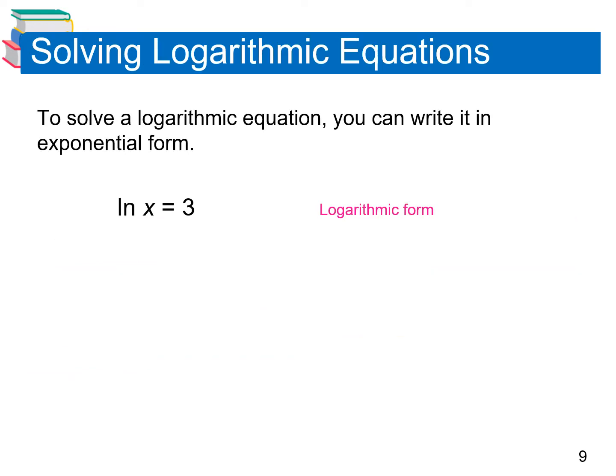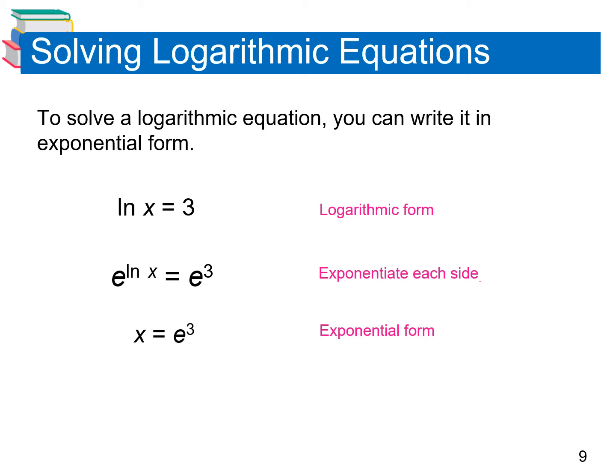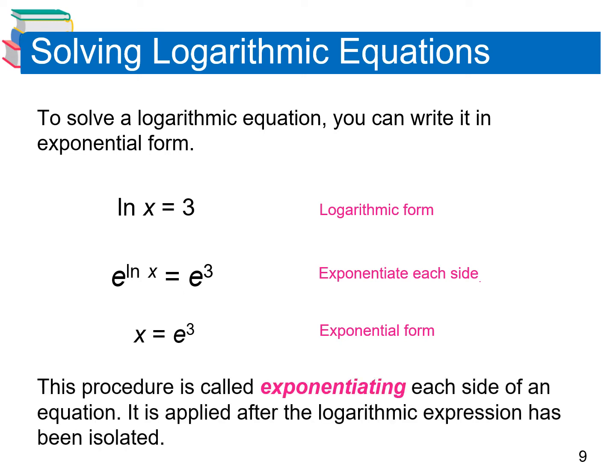Now, to solve a logarithmic equation, you can write it in exponential form. So if we have ln x equals 3, we have to exponentiate each side. So we have e raised to ln x equals e to the third. And then we have the exponential form x equals e to the third. This procedure is called exponentiating each side of an equation. It is applied after the logarithmic expression has been isolated.